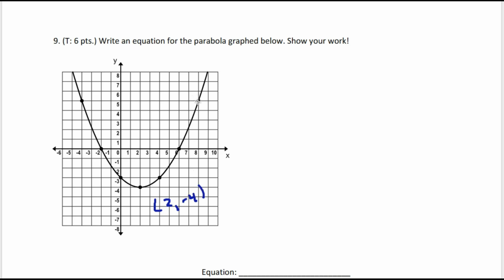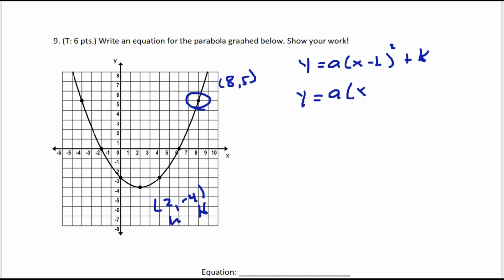And we can use any of these other points. I like positive points, so I'll probably use that one, which is at (8, 5). But you can use any of the other points. So here we go. We're going to start with vertex form. Then I'm going to put in h and k, which is 2 and negative 4. So we get y equals a times (x minus 2) squared minus 4.